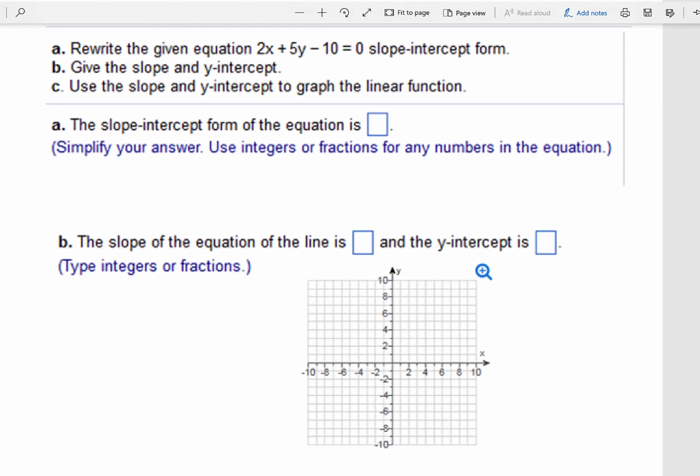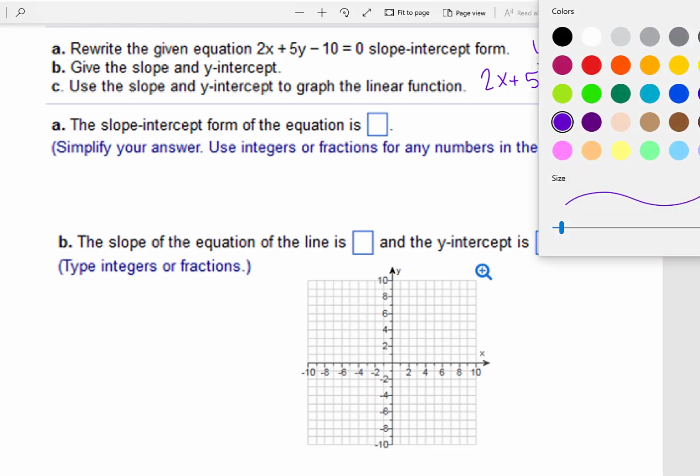All right, they want us to rewrite the given equation 2x + 5y - 10 = 0 in slope-intercept form. So slope-intercept form is y = mx + b. So notice that one of the key things about slope-intercept form is that y is isolated by itself on the left side. So if that can stand out to you, then you can sort of see where to begin to start manipulating that equation so that it's in that form. So 2x + 5y - 10 = 0.